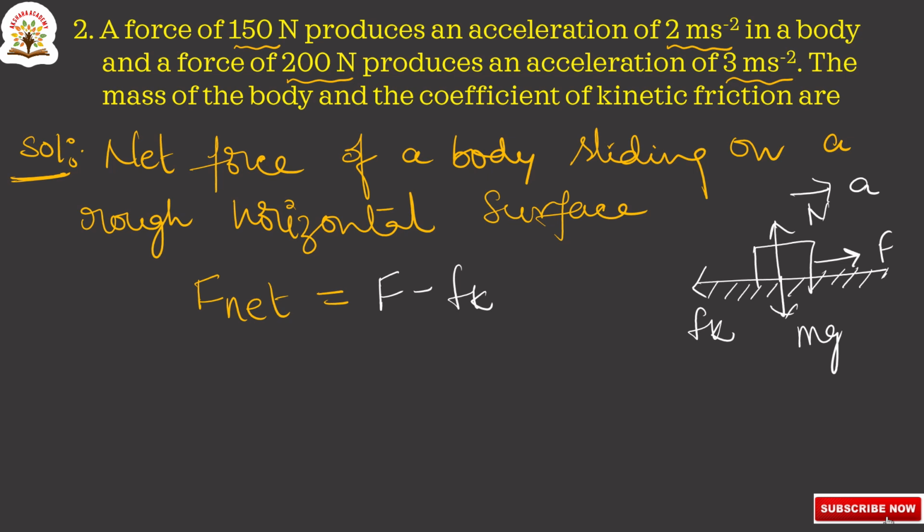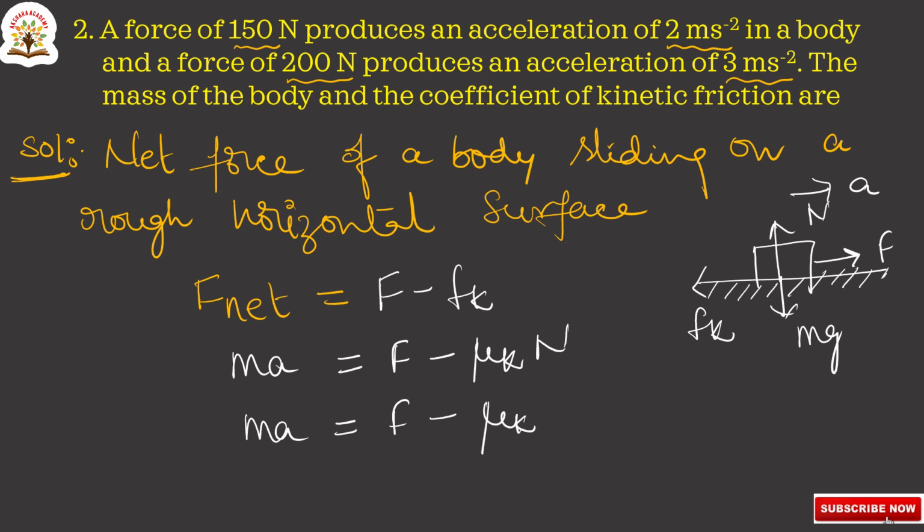So net force is ma. From Newton's second law of motion, F equals ma, that equals F minus Fk, coefficient of kinetic friction into N, normal reaction. So ma equals F minus mu k into N, where N equals mg.